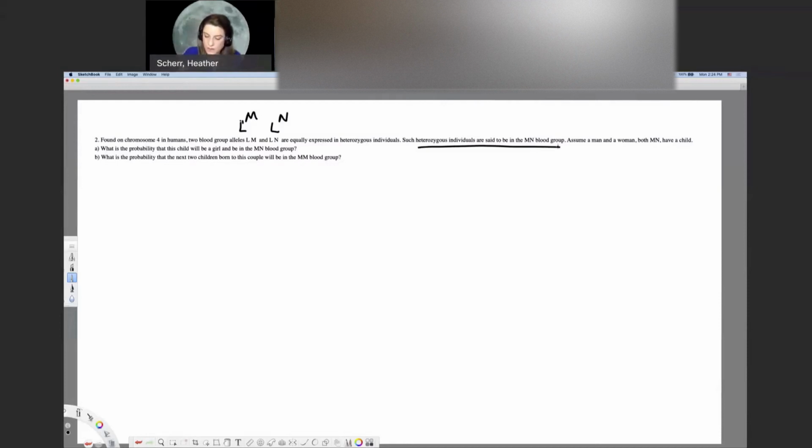Okay, so assume a man and a woman, both MN, have a child. What's the probability the child will be a girl and in the MN blood group? So there's two different things there. What's the probability the next two children born to the couple will be in the MM blood group? So similar to ABO, but this just has three options: MM, NN, and MN.